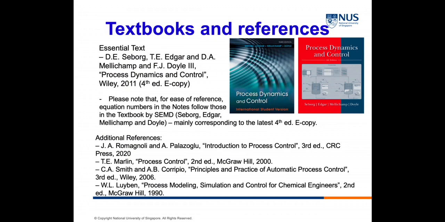Here is a textbook and the reference. We have the essential text, this book, Process Dynamics and Control, which is a classic textbook in the field. Luckily, the soft copy of this is available, so we also have a spare copy on LumiNUS files. You can also download it from our library. So this will be the basis for learning.